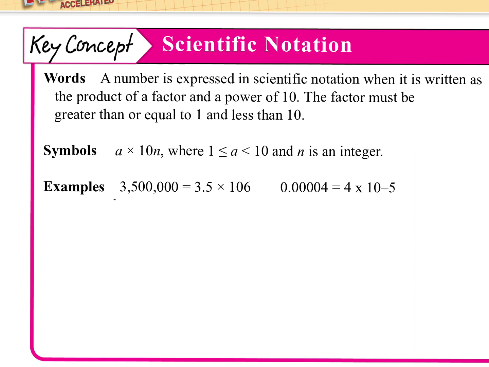You start with this number here, 3,500,000. The whole point of scientific notation is to condense it, kind of like exponents. So we're going to condense it into scientific notation. We want a space, decimal, space. I always advise you to start like that, because we want to get it to look like this.